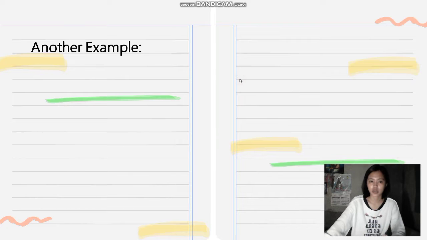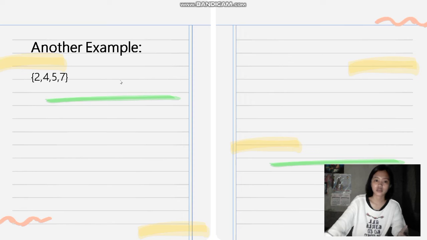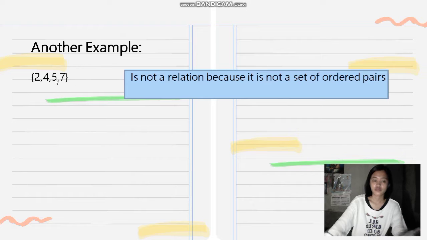Next, another example. In this example, we're going to identify if the given example is relation or not. So, 2, 4, 5, 7 is not relation dahil daw hindi siya set ng ordered pairs. Kumbaga wala siyang pairs. Kumbaga mag-iisa lang. So next, 1, 7, 2, and 3.